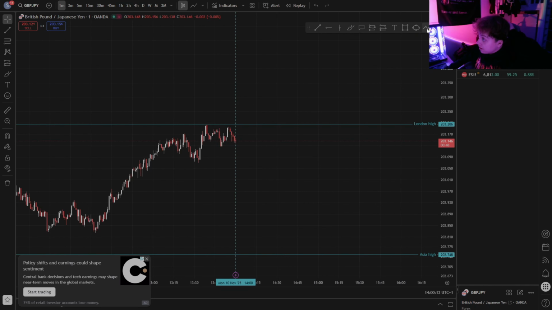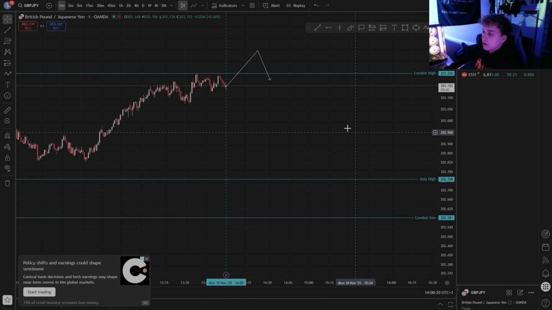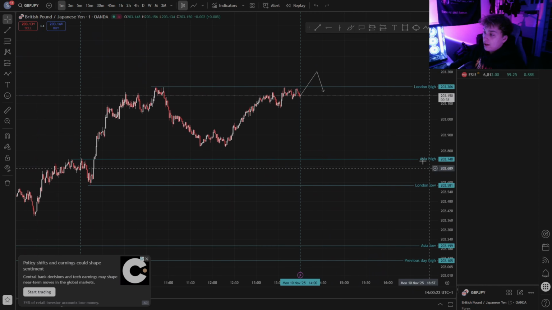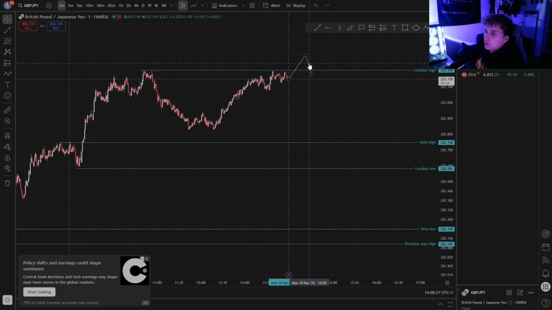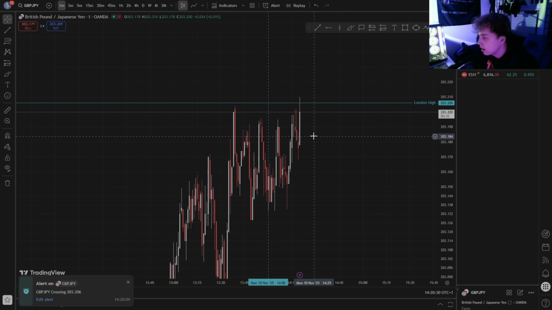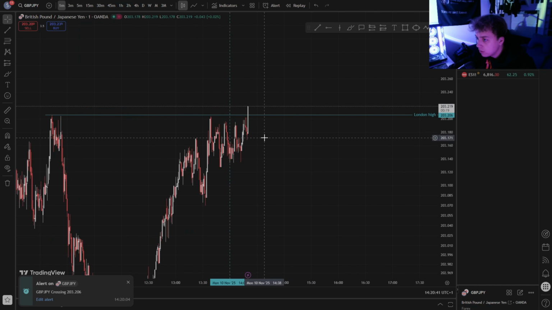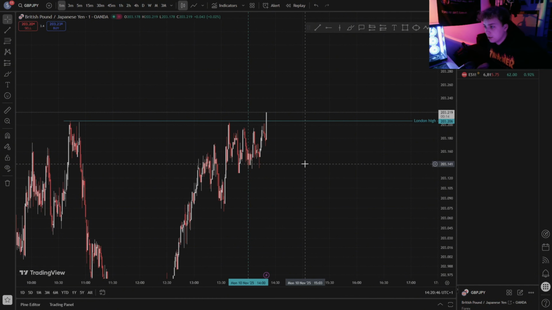What I'm looking for is a sweep above and basically a reversal to the downside, and yeah, we have potential to go pretty far down today. So let's keep watching. Okay, so we just swept London high. We're probably gonna go further up and close above and do some moves above London high before we go down again.